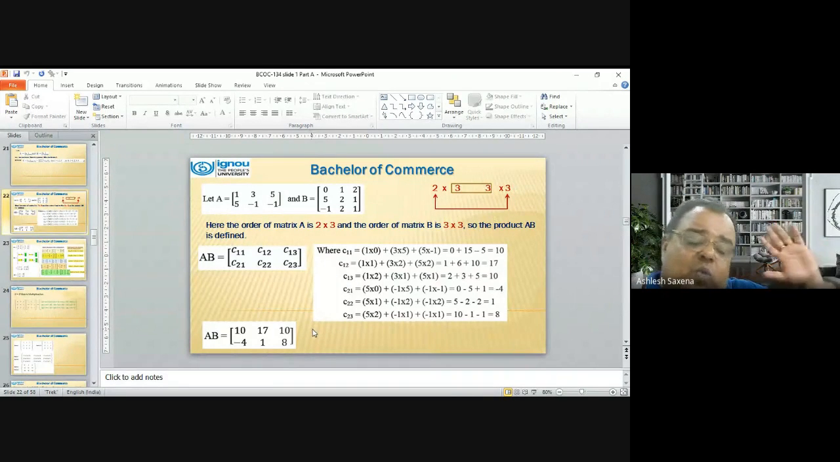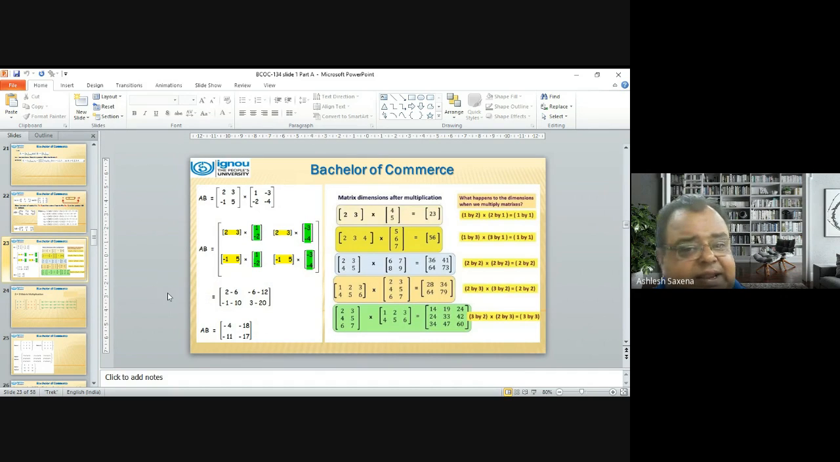Straight away, while looking at the order of the matrices, you can find out the order of the answer, what you will be multiplying. We take up another example to make you understand how this multiplication is done. This is A: 2, 3, minus 1, 5, and B is 1, minus 3, minus 2, minus 1. What I told you, 2 will be multiplied by 1, and 3 by minus 2.